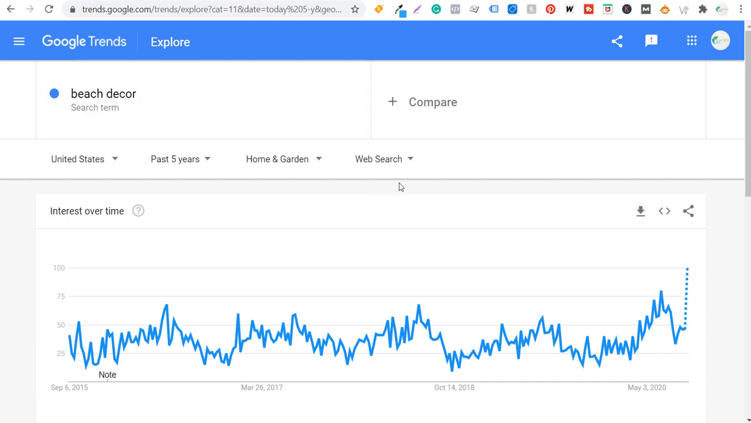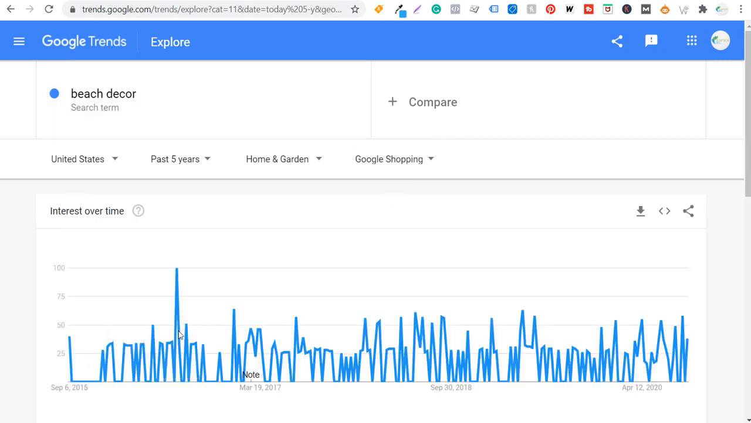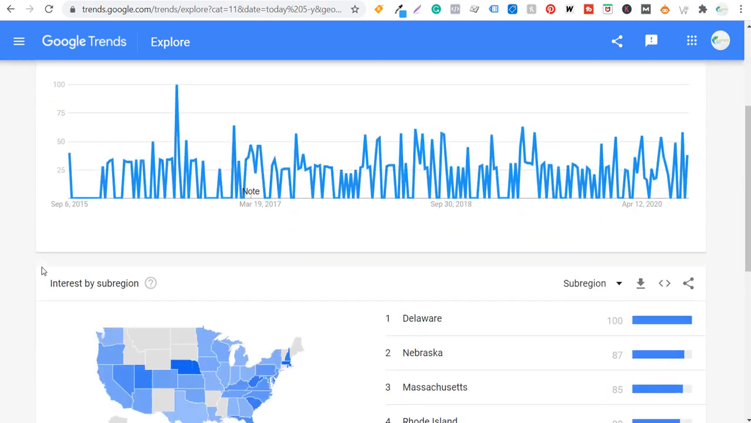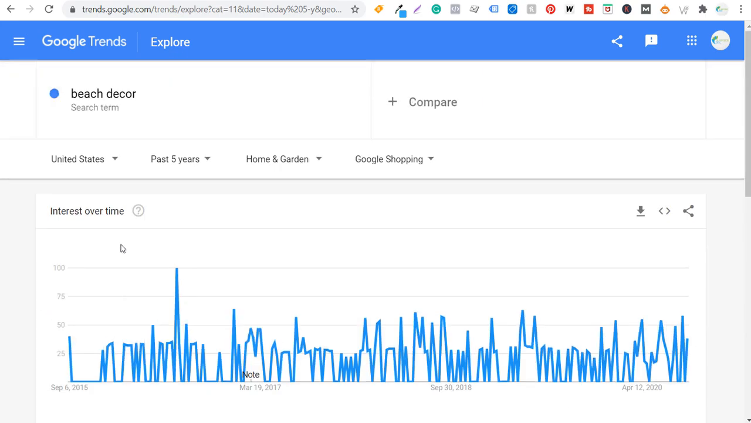Now, you might also see different information if we come down here to Google Shopping. If I'm looking at beach decor and we're looking at Google Shopping, you can see the interest over time pretty steady, but we're going to see different search queries, different topics that people are looking for. So you can use all of this data to your advantage as you're creating content and as you're figuring out what people are actually searching to find your business and to find the topics that surround your business.